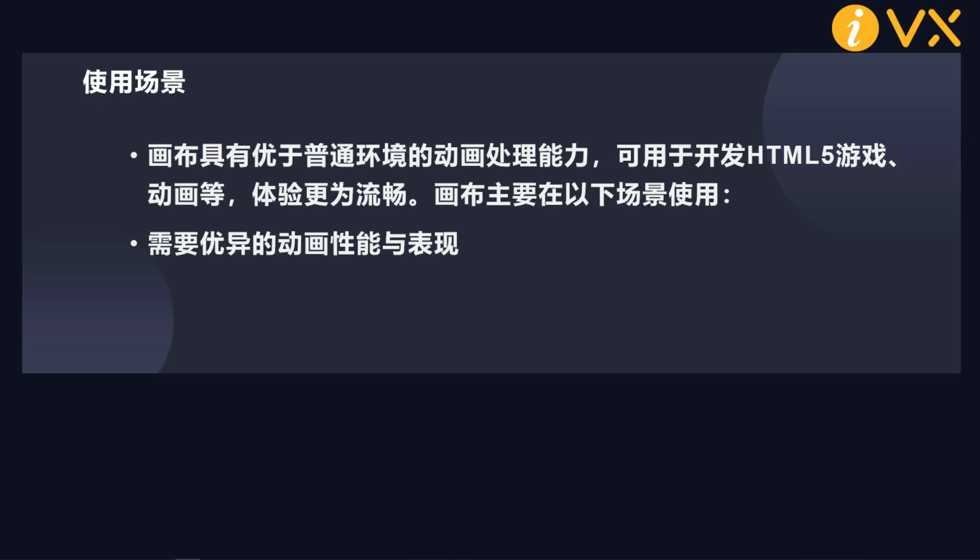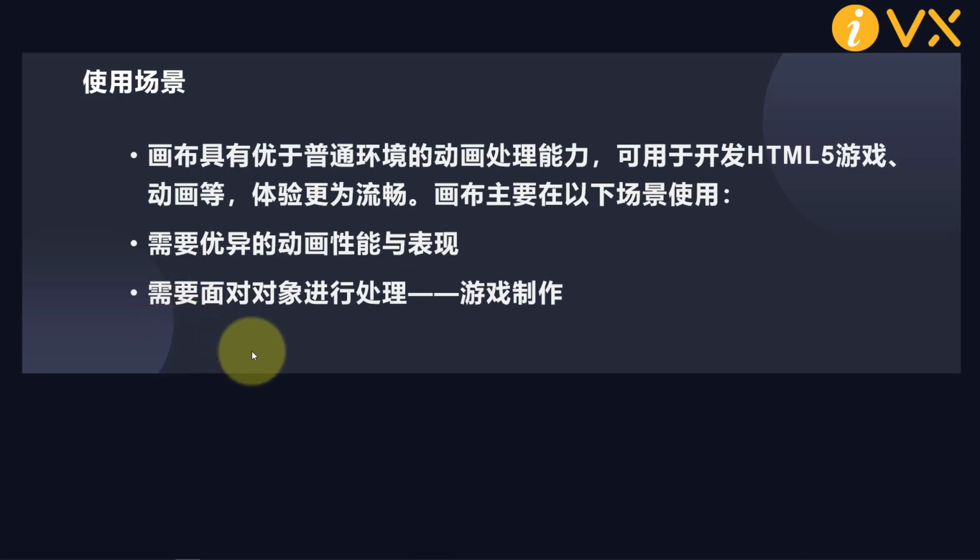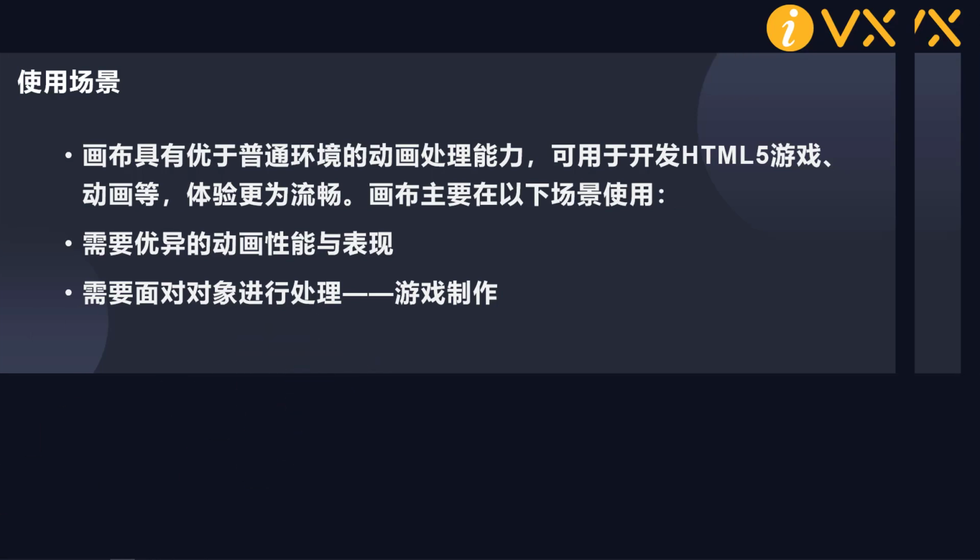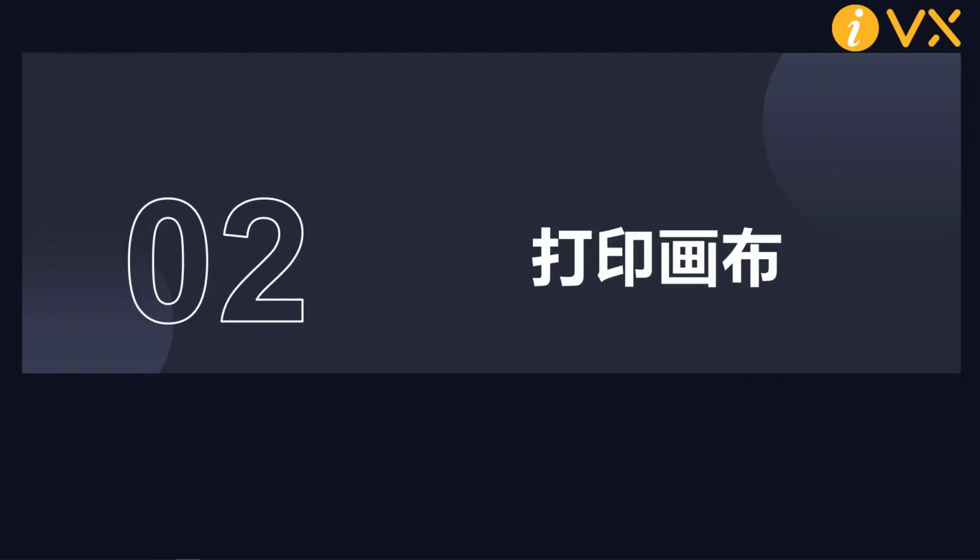use Canvas. Secondly, when we need object-oriented processing, what is object-oriented processing? This is a series of operations for selecting objects, generating objects, and copying objects. In other words, when we make a series of Canvas-related games, we need to use our canvas. As for our object-oriented processing, we will explain it in detail in the next class. So let's go back to the content in this lesson.